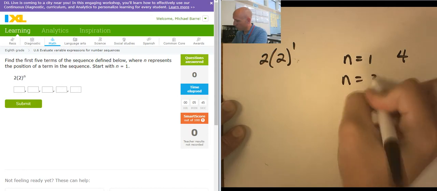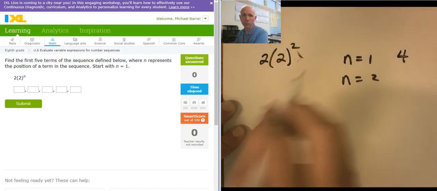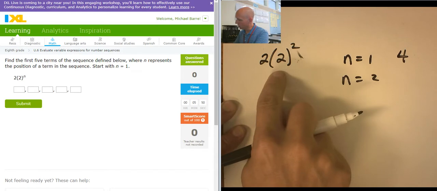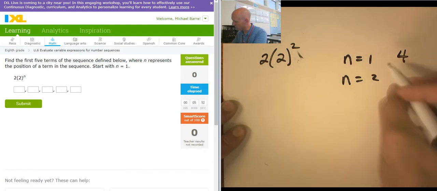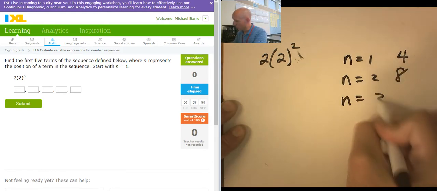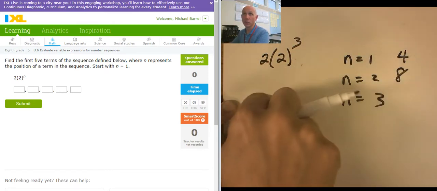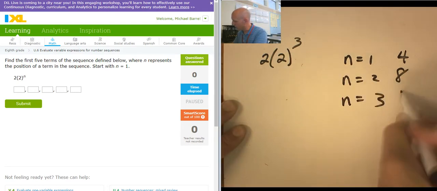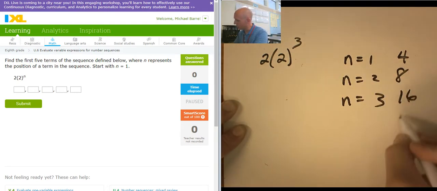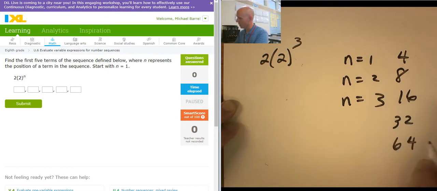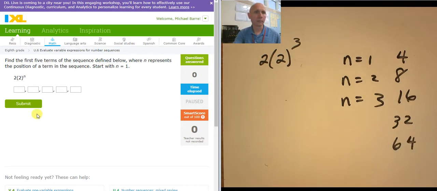N equals 2. See what I'm doing there? I'm just going to keep swapping out the n's. So this is 2 squared, which is 4, times 2 is 8. N equals 3: 2 to the third is 2 times 2 times 2, that's 8 times 2 is 16. And now we have a pattern going. It's 4, 8, 16, 32, 64.